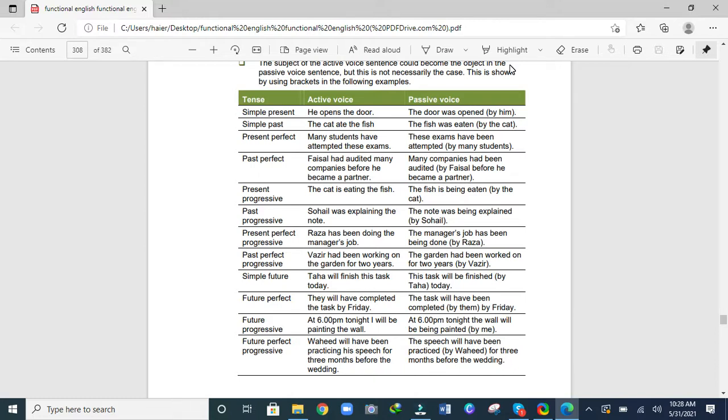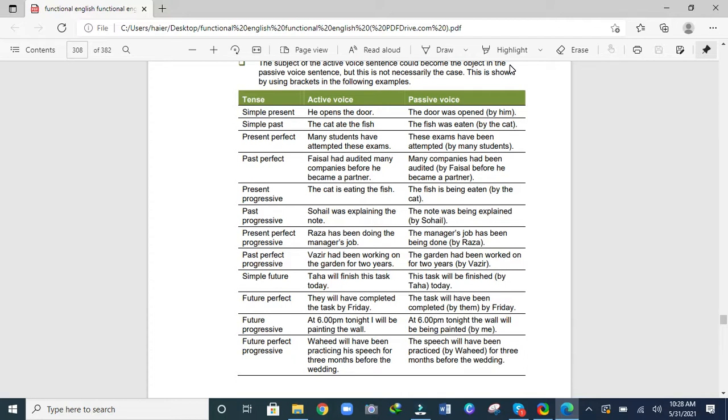Past progressive: Sohail was explaining the note. The note was being explained by Sohail. So you have to focus on the helping verb, the form of the verb, how the subject is changing, and how the object is getting the place of the subject. Present perfect progressive: Raza has been doing the manager's job. The manager's job has been done by Raza.